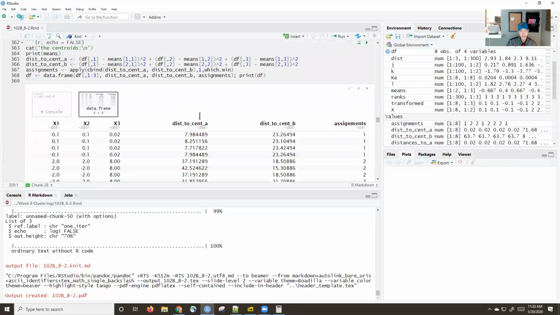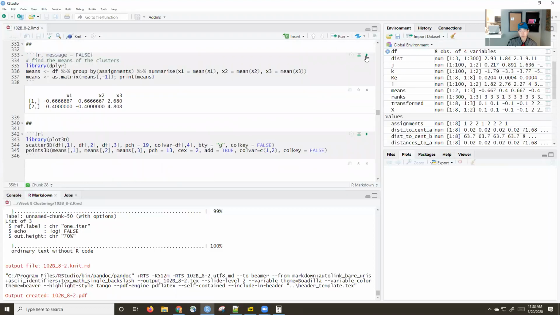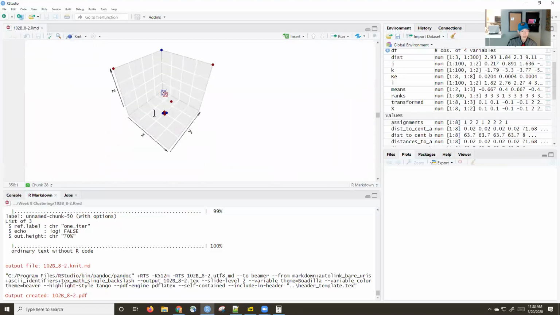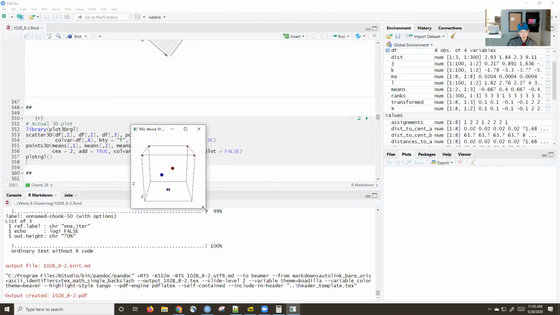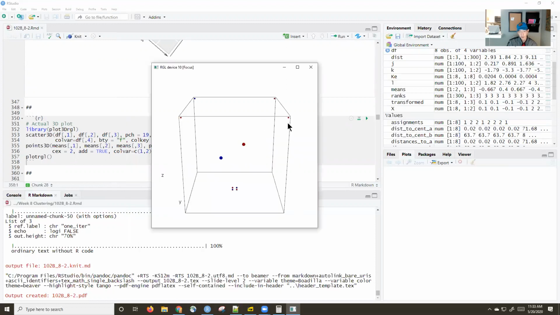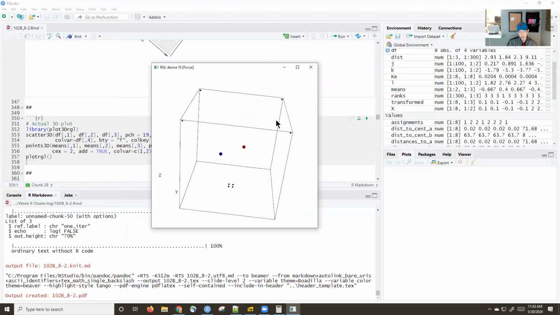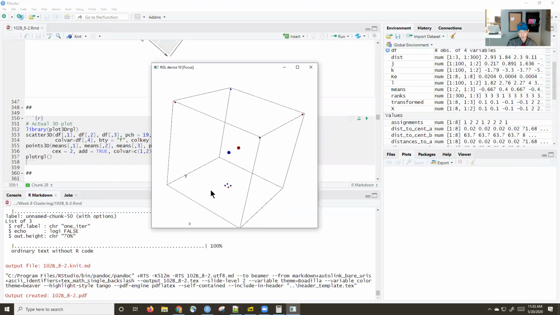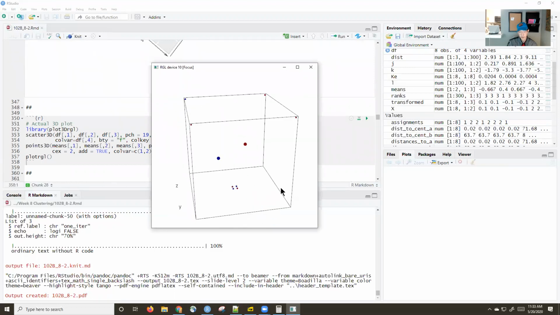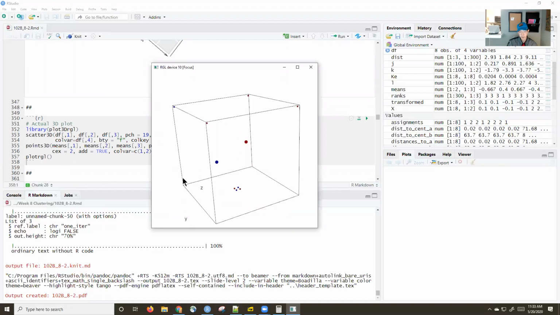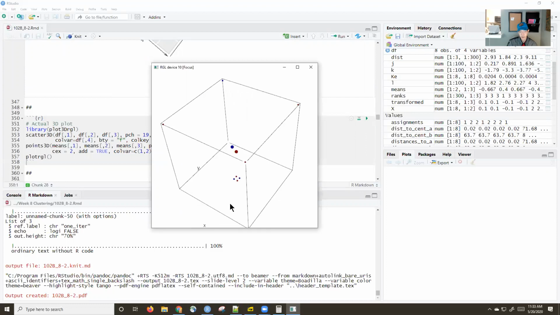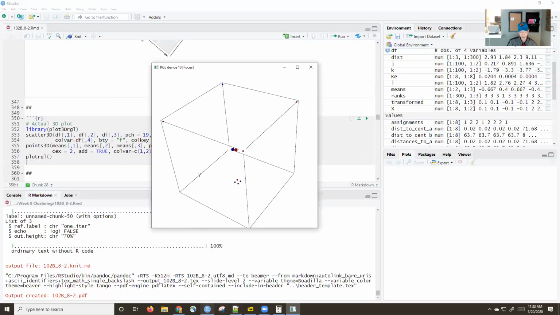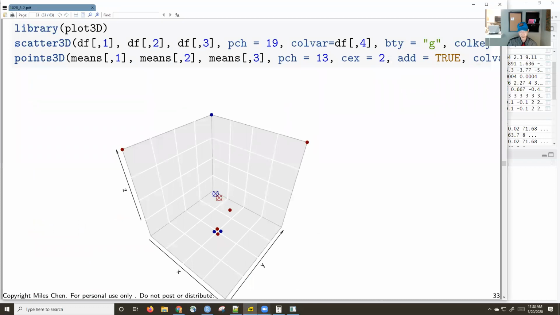So I calculate that, and let's go ahead and plot this. Again, here are the 1, 2, 3, 4, 5 red points and 1, 2, 3 blue points, and these are the centroids. The centroids of red and blue are shown, and so you can see this is what it looks like. It's a little hard to see.